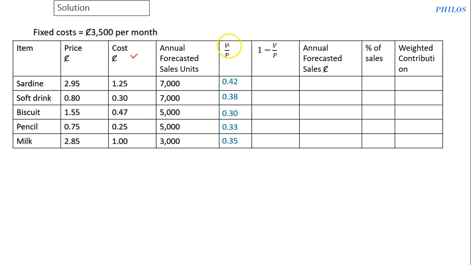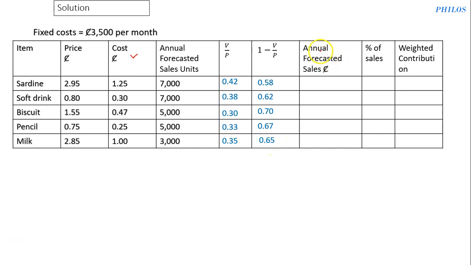After getting the V over P, you find 1 minus V over P. So you are going to be taking 1 minus each of the values here. So 1 minus 0.42 will give you 0.58. 1 minus 0.38 will give you 0.62. And 1 minus 0.30 will give you 0.70. And 1 minus 0.33 should give you 0.67. And 1 minus 0.35 will give you 0.65.